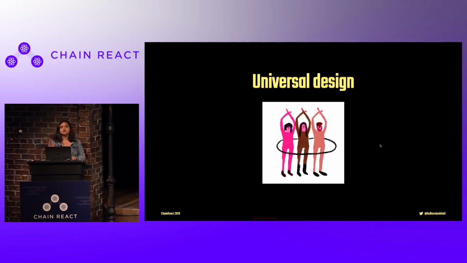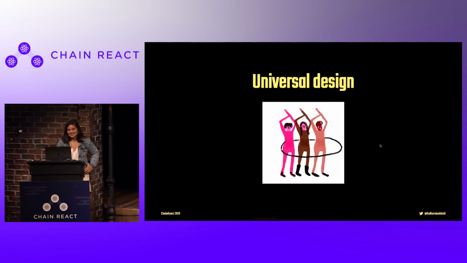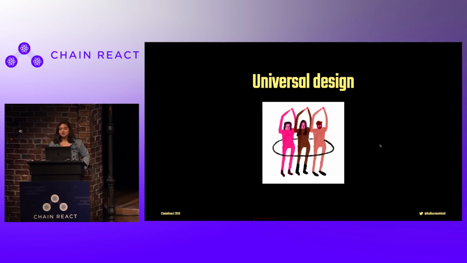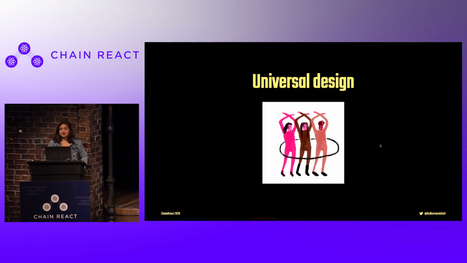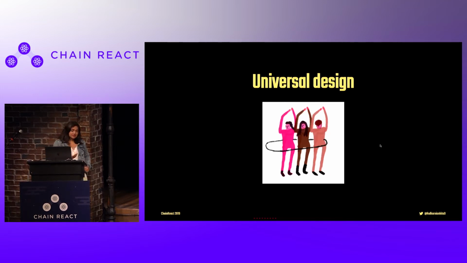So who here knows the principle of universal design? Cool. So I'm going to give more context on that. It means that we need to provide the same means of use for all users. And one of the main principles of universal design is that we should avoid segregating or stigmatizing any specific user.